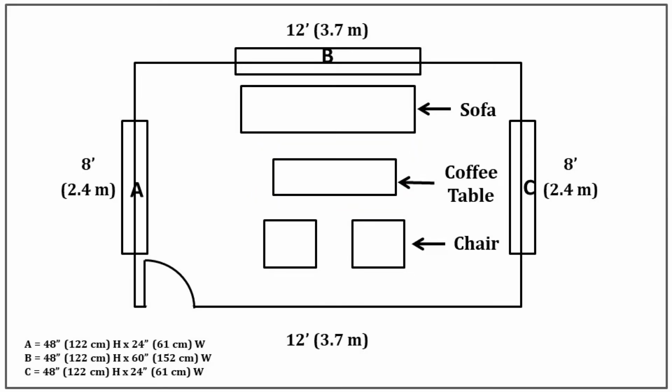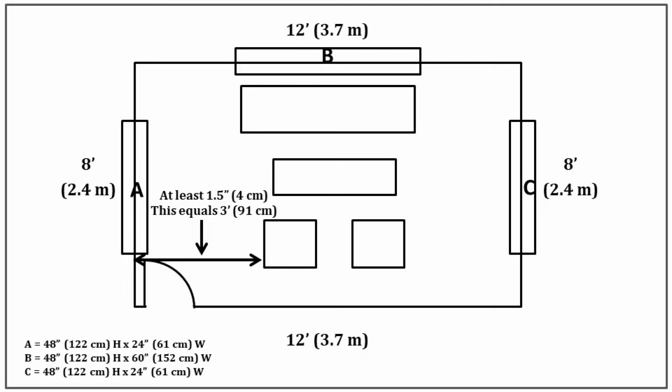Once you've drawn in all of your pieces in the floor layout you want, now here is the most important thing you are going to do. Measure the distance between each piece of furniture that you've drawn. Make sure that you have at least 3 feet for each main passageway into and throughout the room.